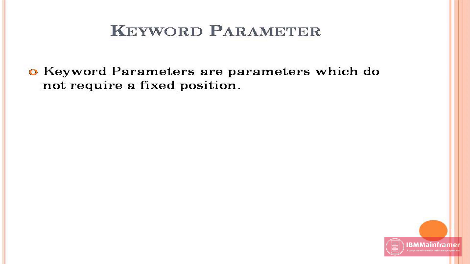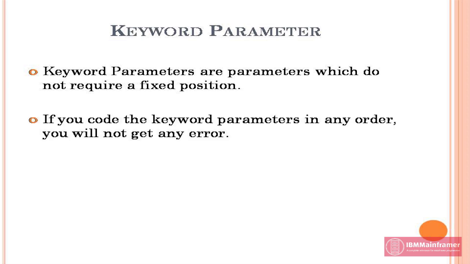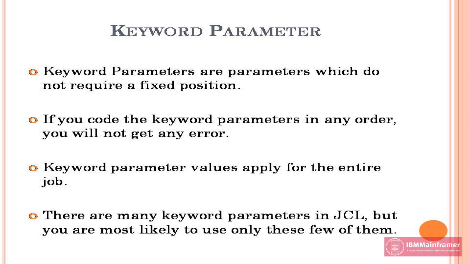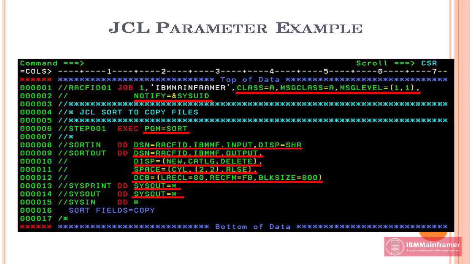Keyword parameters are parameters which do not require a fixed position. If you code the keyword parameters in any order, you will not get any error. Keyword parameter values apply for the entire job. There are many keyword parameters, but you are most likely to use only a few of them. In this example, all highlighted parameters are keyword parameters.